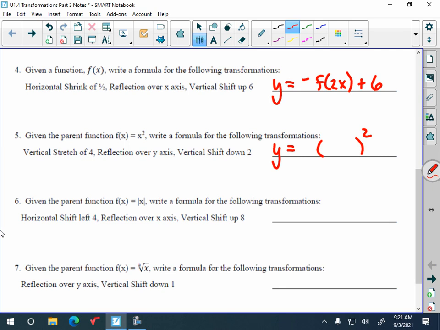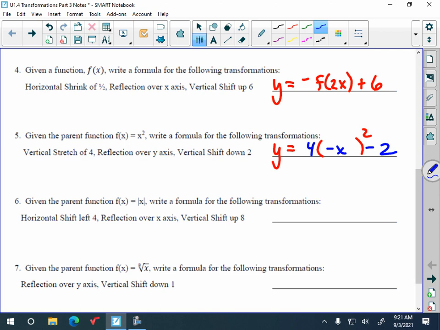All right, so I have a vertical stretch of 4, a reflection over the y-axis, and a vertical shift down 2. So the stretch of 4, vertical, that's on the outside, so that's going to go in front. The reflection over the y-axis, that means the x on the inside of the parentheses has to be multiplied by a negative. So I have a negative x. And then down 2 would be minus 2 at the end.